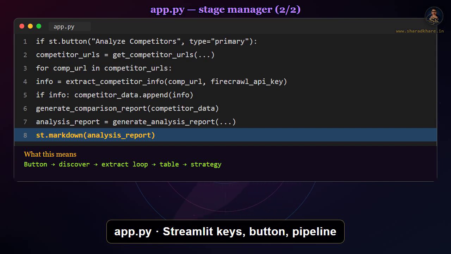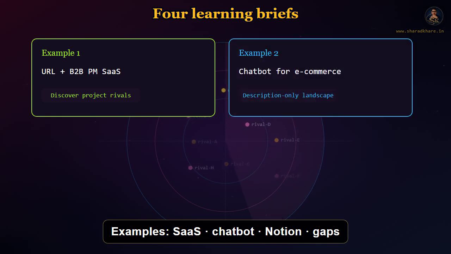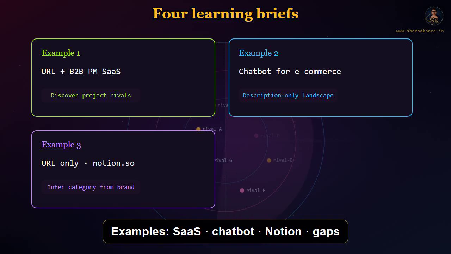Config names defaults. Schema shapes extraction. Agents and discovery find rivals. Firecrawl fills facts. Reports compare and advise. App.py is the desk. Let me walk through 4 learning examples so the pipeline feels real, not abstract. Example 1: URL company.com plus test description, B2B project management SaaS. Discovery should return 3 project tool rivals, then pricing and feature rows appear.